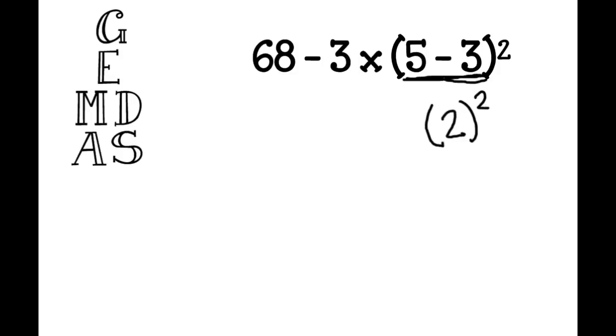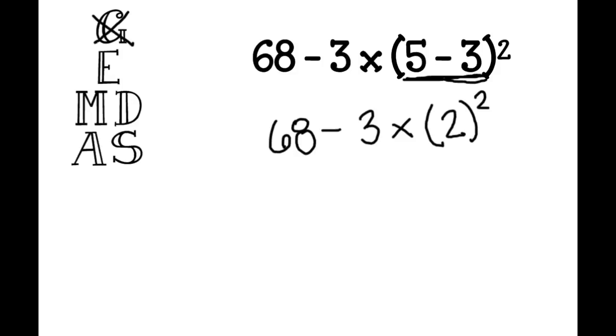So I have 2 squared. This was a multiplication symbol. Bring down my 3, the subtraction, and the 68. And at this point, I don't have any grouping symbols. Somebody might say, but your 2 is in parentheses, but there's nothing to do inside of those parentheses. So I'm done with grouping symbols.